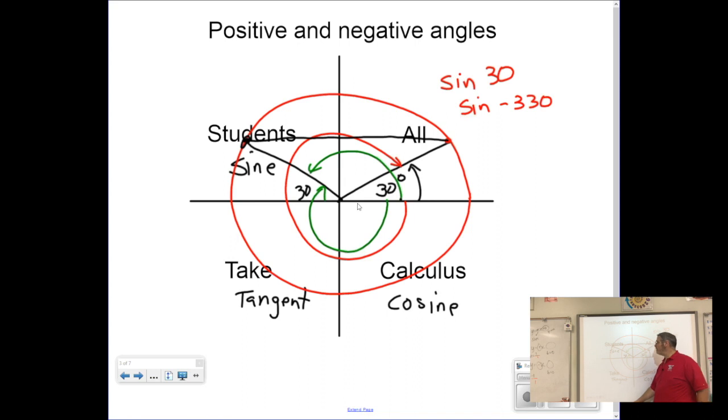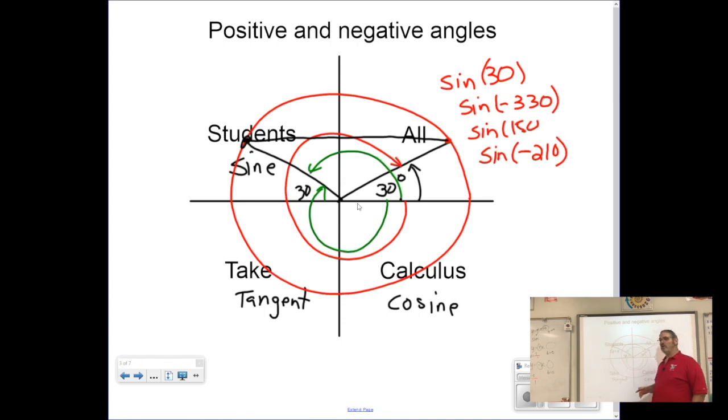More technical troubles. The sine of 150, it's going to be negative. So this is going to be the sine of negative. Well, from here to here is 180. 180 plus 30 is negative 210.